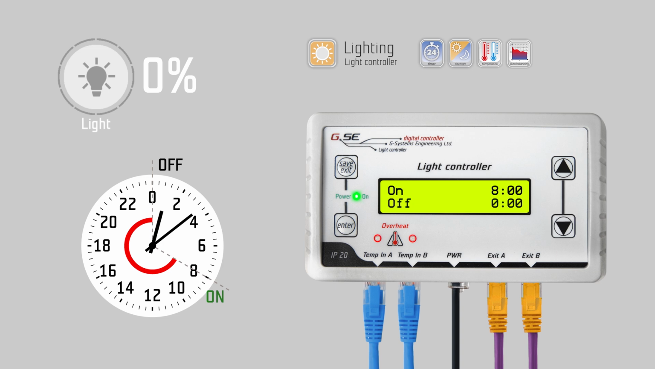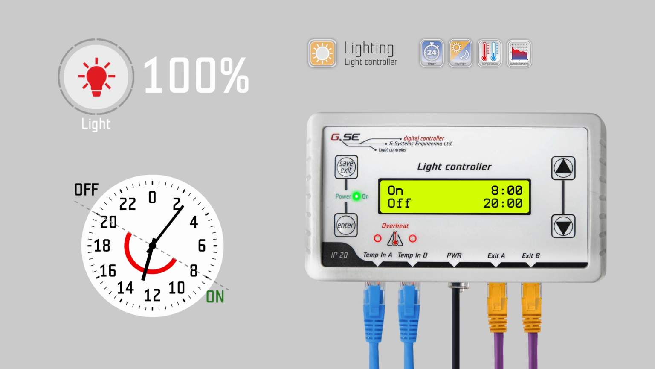For example, we set on time of your cycle to 8 o'clock, and off time to 20 o'clock. Your lamps will start at 8 o'clock and stop at 20 o'clock.